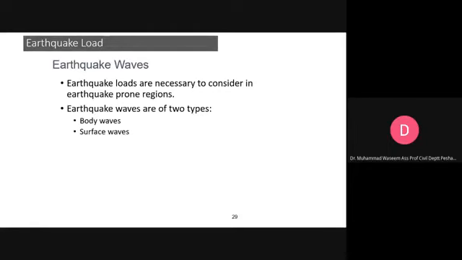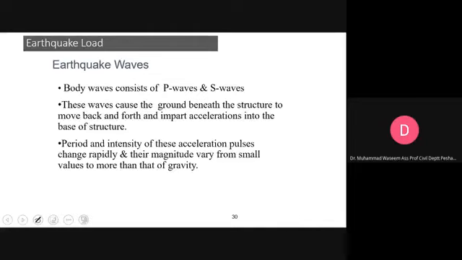Now, we experience shaking as a result of these waves. There are two types of body waves. We call them P waves, or primary waves, and the S waves, or secondary waves, or shear waves. Now this slide is telling us that the shaking experienced by the structures and the people standing on the ground is due to the propagation of the waves. And not only these body waves, but there are also some surface waves. The surface waves are the Rayleigh waves and the Love waves.